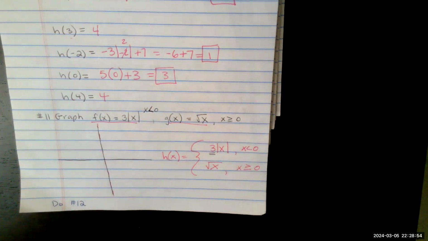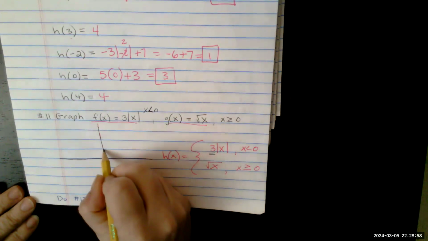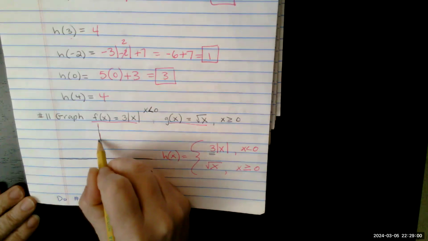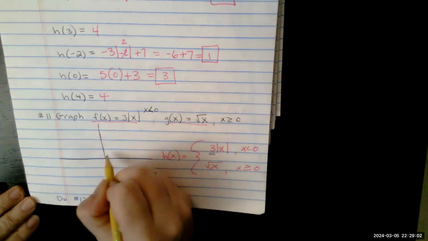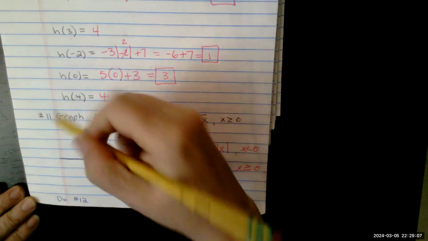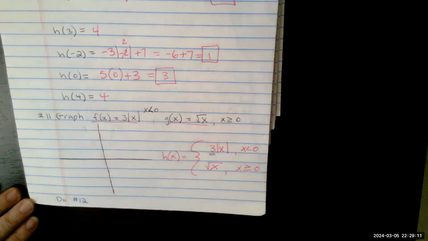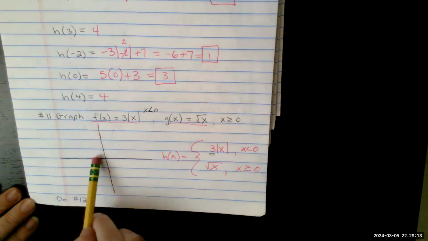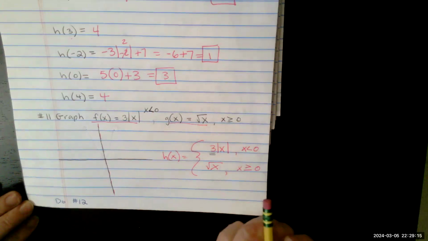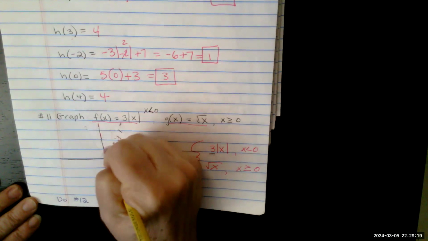This 3, though, is going to make it stretch vertically. So instead of up 1 over 1, I'm going to go up 3 over 1. Up 3 over 1 on both sides. So this is what the real absolute value graph looks like. But remember, we only want to draw this where x is less than 0. So we don't want anything happening over here.